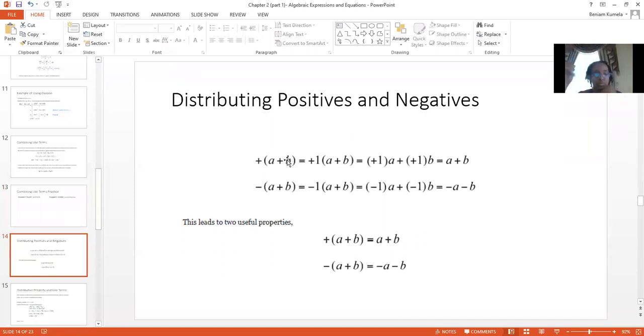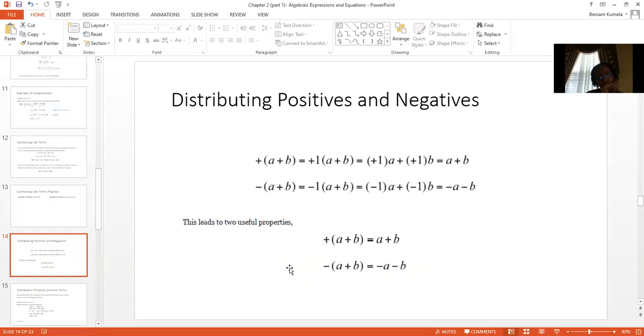Distributing positives and negatives. Whenever you have a positive, you distribute the positive to A and to B. So you end up with A plus B at the end. Whenever you have a negative, you also distribute just like the positive to A and B. So it's -1 times A and -1 times B. So then you get negative A minus B at the end.